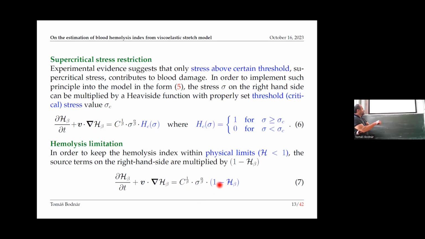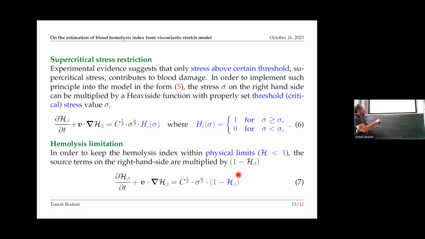The trick is that in the standard model, this term, minus h beta, is missing. But if you add it here, it will somehow guarantee that the value of h will not go over 1, which is the physical limitation.